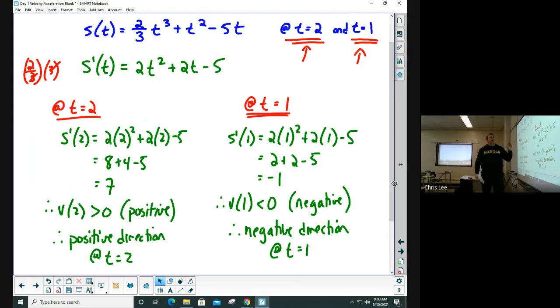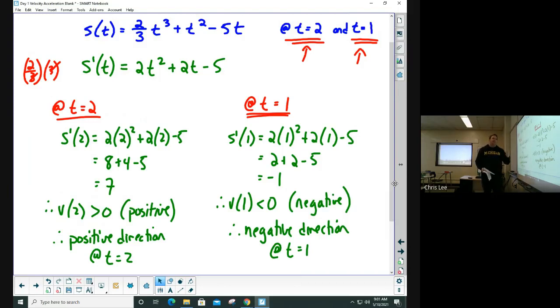What would happen if I plugged in a different number and I got 0 as my answer? It'd be at rest. That's right. It wouldn't be moving in either the negative or the positive direction. It would be stopped. So it would either be going out to the right and then stopping and then starting to come back. So we'd be finding that spot, or going up and stopping and coming down. So again, just another application of derivatives, because we had to take the derivative to be able to do this.